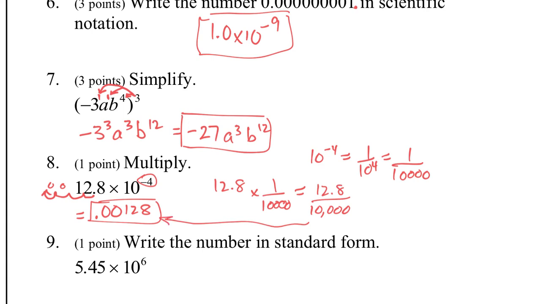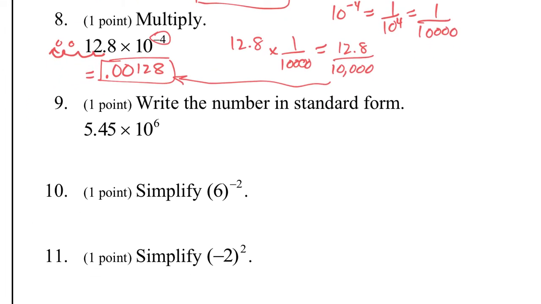Let's write this in standard form. So 5.45 times 10 to the 6th. Well, the easy way is this is telling me move the decimal 6 times to the right. Not that there's 6 zeros, but that you move the decimal 6 times to the right. So 5.45. So 5. Oh goodness. Okay. 1, 2, 3, 4, 5. There. 1, 2, 3 times, and that would be equal to 545 with 1, 2, 3 zeros.